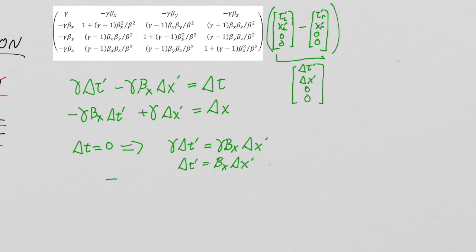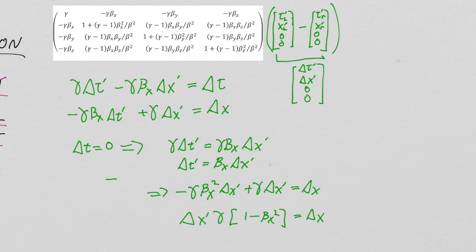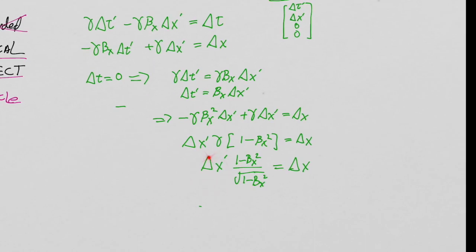So I calculate delta T prime. It's just beta x delta x prime. And then I use this and insert it in here. And now I get an expression for delta X in the lab frame with respect to delta X in the moving frame. Then you just crunch the algebra a little bit, and you get delta x prime gamma times one minus beta x squared. But if you remember that gamma is 1 over the square root of 1 minus beta x squared, you end up with delta x prime, the spatial extent in the moving frame, divided by gamma is the spatial extent in the stationary frame.